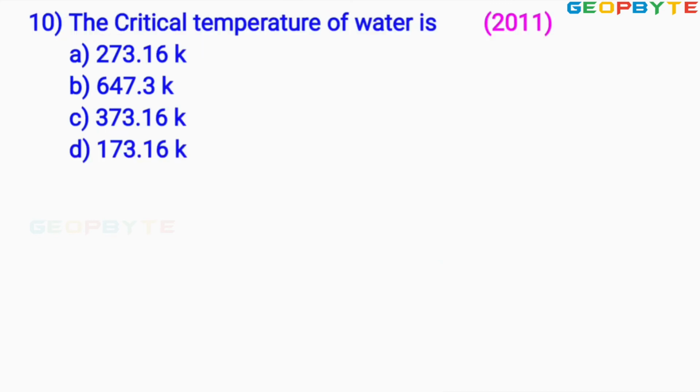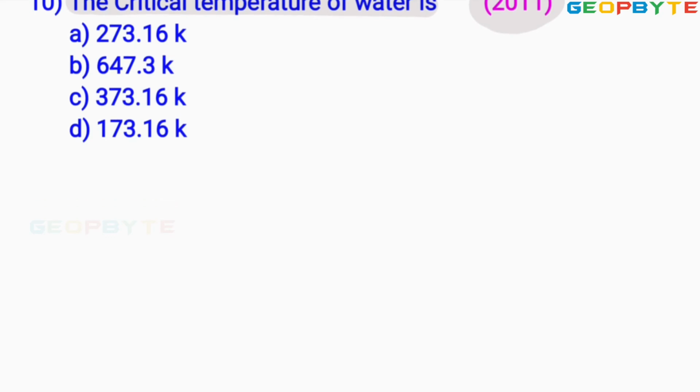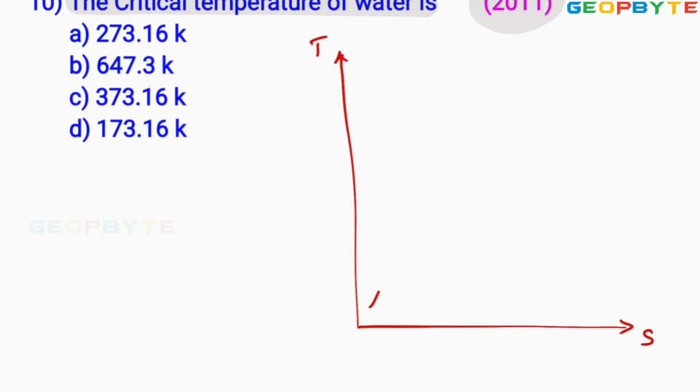Look at the 10th problem. It was asked in 2011. The critical temperature of water is marked like this. Critical point, let us take the temperature versus entropy. The apex point is representing the critical point for water.